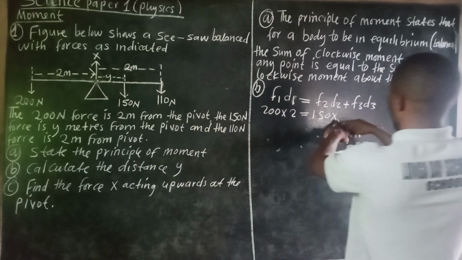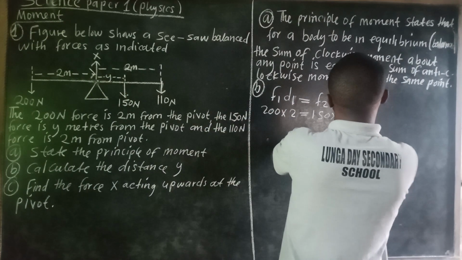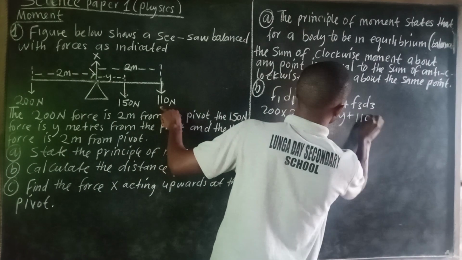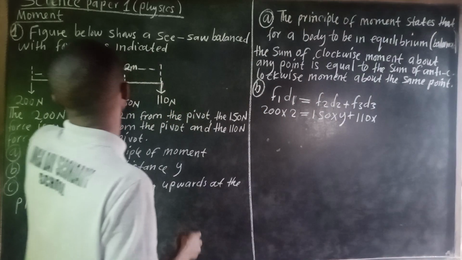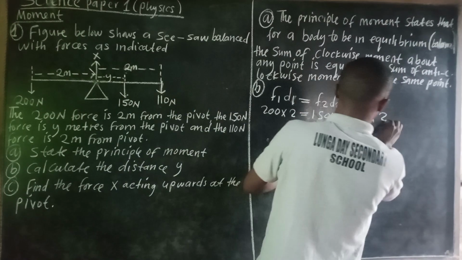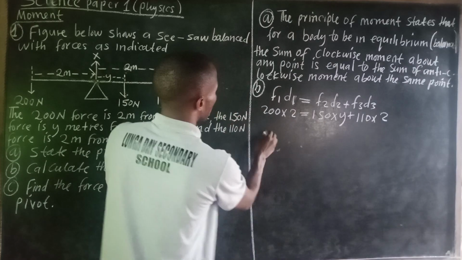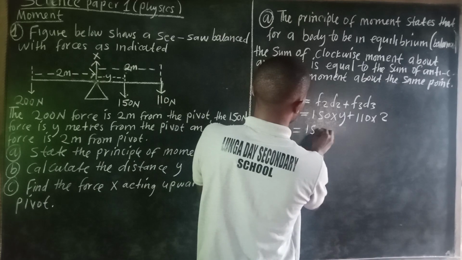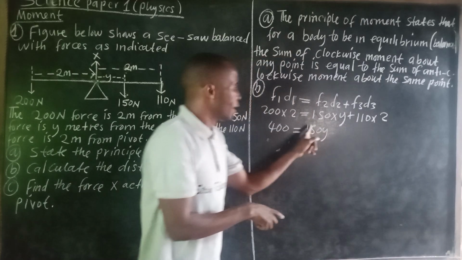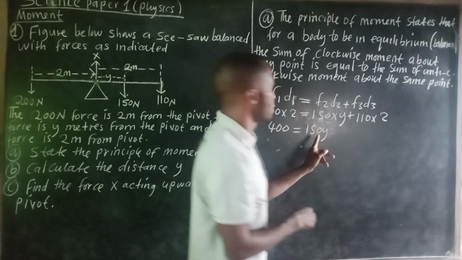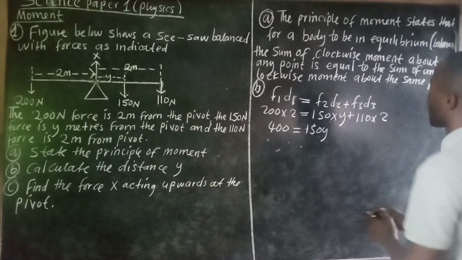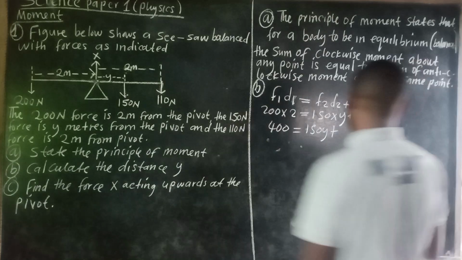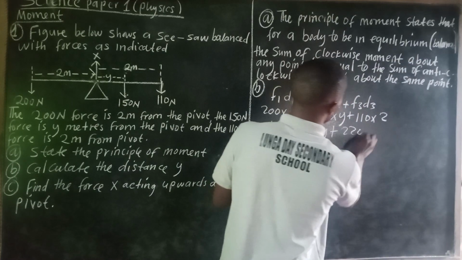So we are going to say y plus force 3. Force 3 is 110 times distance 3, which is from here up to there, which is 2. Then from there, we are going to multiply. We are going to have 400, because here we have 150y when we multiply 150 times y. Then plus 110 times 2, which is 220.